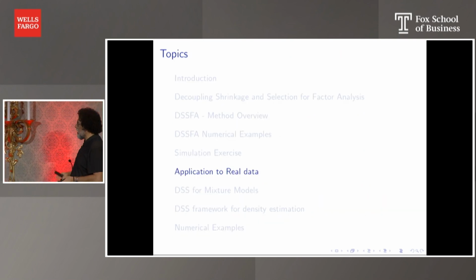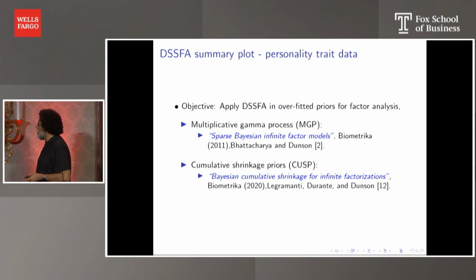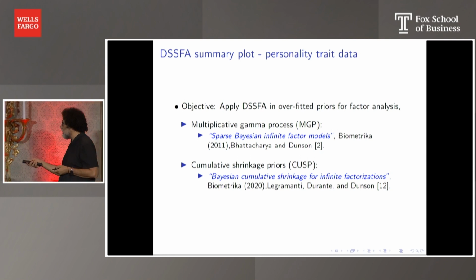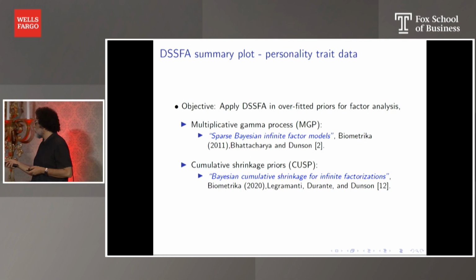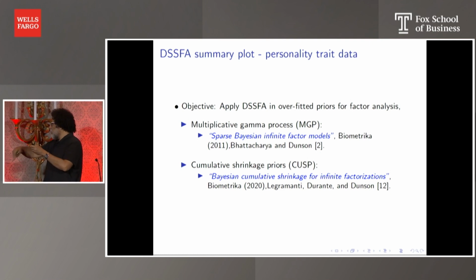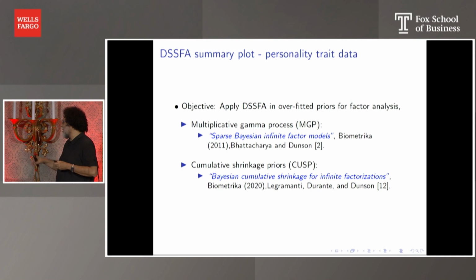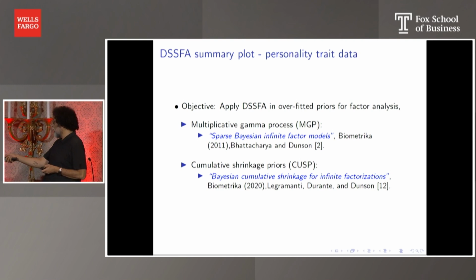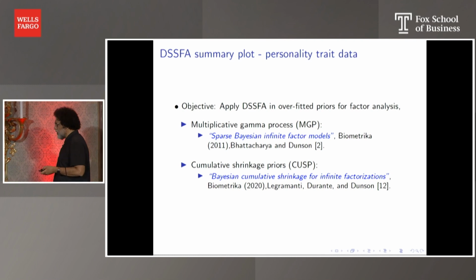This is one exercise. And just to finalize, we played around with two famous priors. They appeared in papers by David Dunson and co-authors over the years. A famous one from 2010 with this infinite prior, a kind of Litterman type of prior for factor models, and a more recent one, the CUSP, the cumulative shrinkage prior.